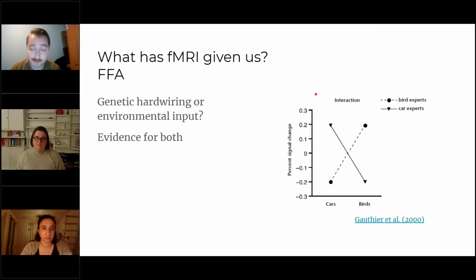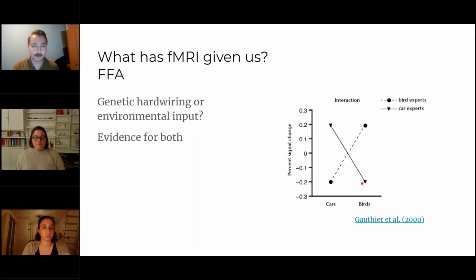And they showed that this does indeed happen. So people who are experts in cars, for example, actually activate their FFA to a significant degree, much more than for birds. Whereas people who are experts in birds, so amateur or professional ornithologists, activate their FFA in response to trying to detect subtle differences between different birds, but not for different cars. So clearly, environment does have something to do with this.